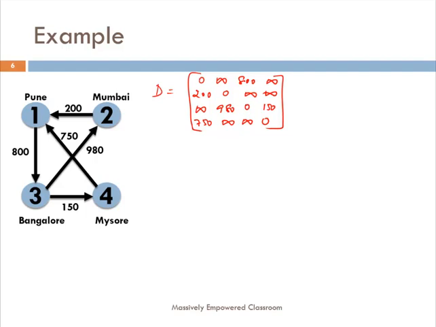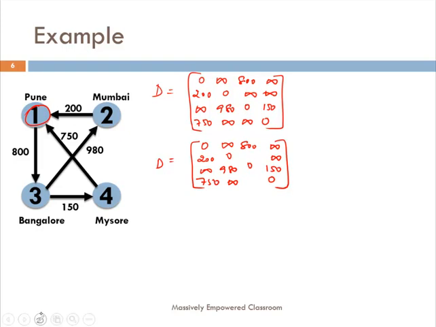So now what happens when we compute the next value of D? Now we have to consider all the paths that can go through node 1. So the diagonals will remain zeros always. The only changes will be, these will all remain the same. Let me write that and then I will show you how the changes occur. 980, 150, 750, and then infinity. The other two will change. Why will they change?